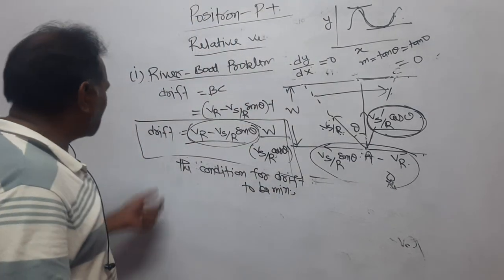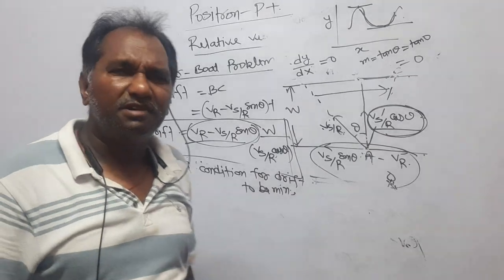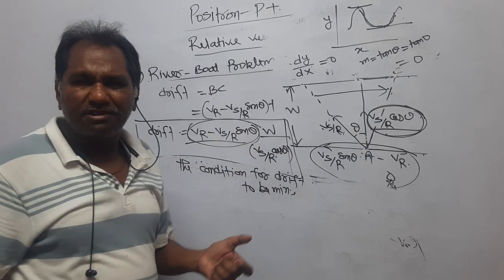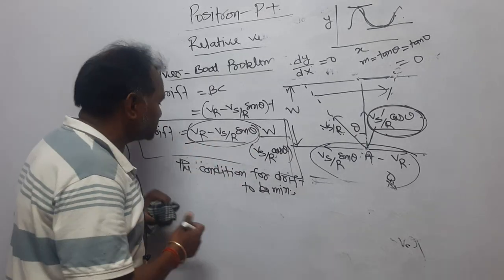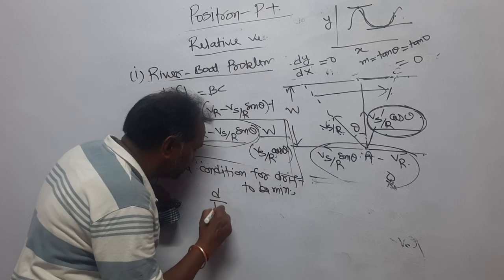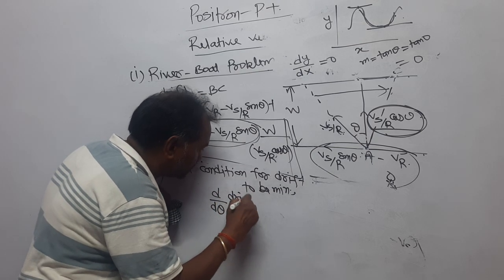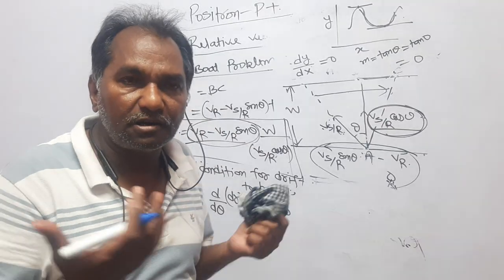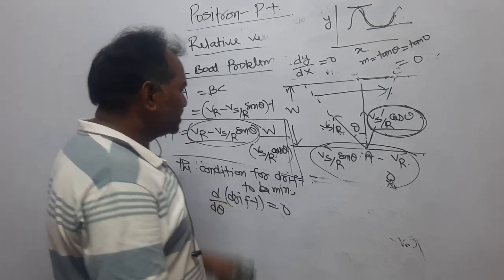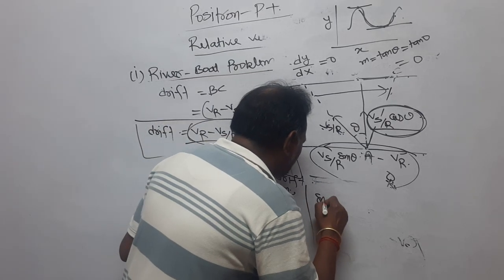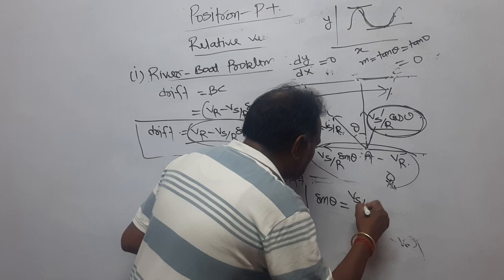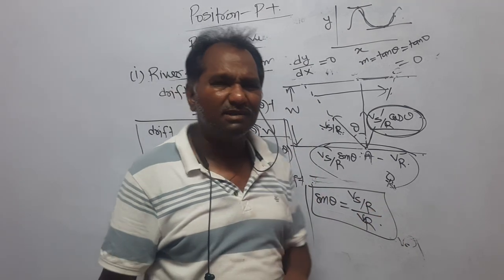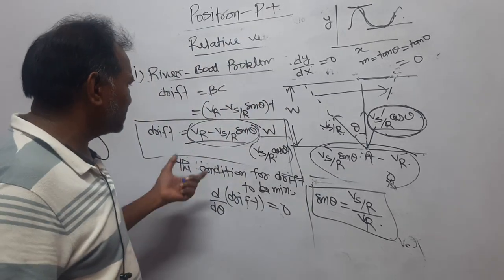So dear student, here we have to find out the condition for drift to be minimum. Drift depends on theta, so I am going to differentiate it with respect to theta, d by d theta of drift, and this differentiation should be equal to 0 in order to find the minimum drift. Dear student, if you solve, you will get that sine theta is equal to VSR upon VR. Sine theta is equal to VSR upon VR. You can solve it, it's not a very tough problem.